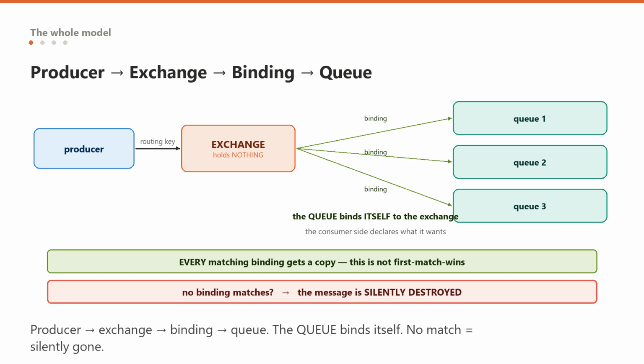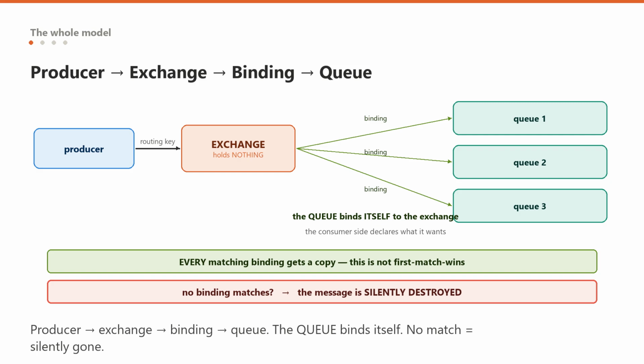So the flow is published with a routing key. The exchange compares that key against every binding, and every binding that matches gets a copy of the message. Every one. This is not a first match wins system. 3 bindings match. 3 queues get the message. 3 consumers each get their own copy.